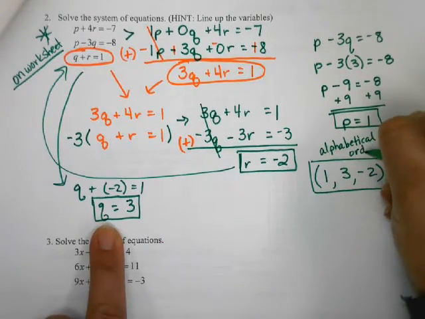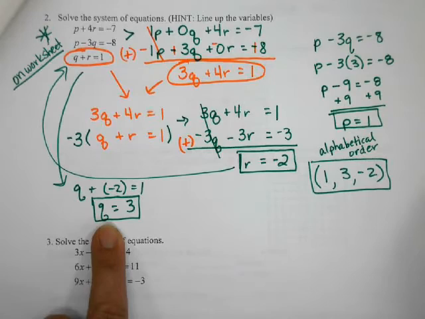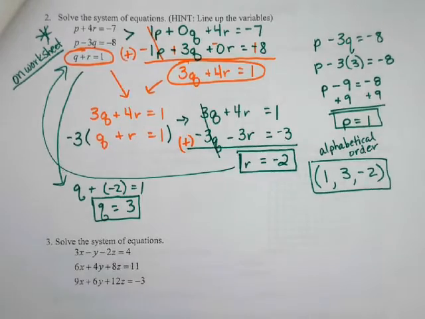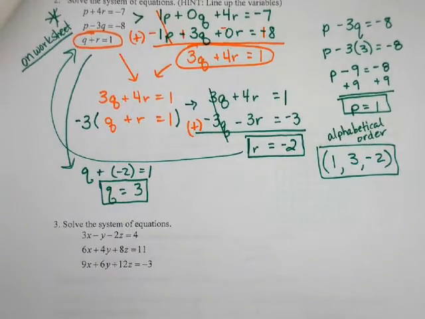And then if you're going to write them as an ordered triple, you just write it in alphabetical order. Is that better, JJ? Yeah. Okay. I'll leave it there so you can copy it down, and then we'll start talking about the next one. Any questions so far?